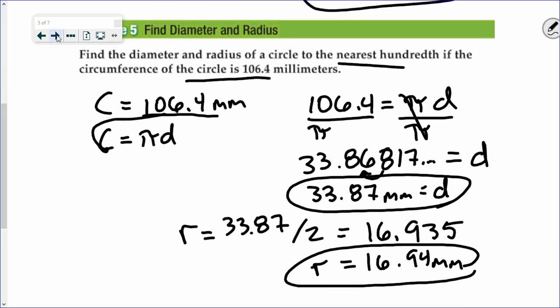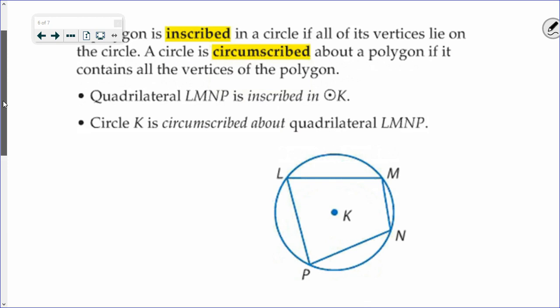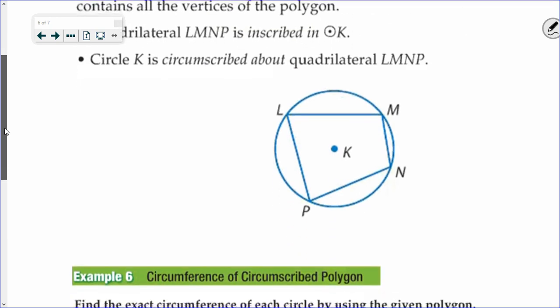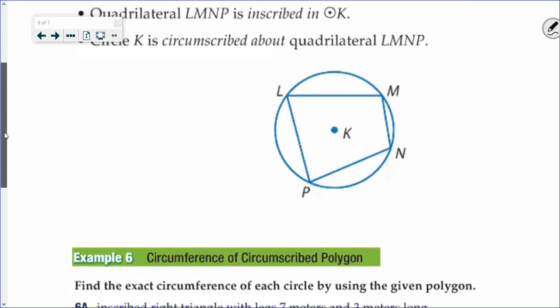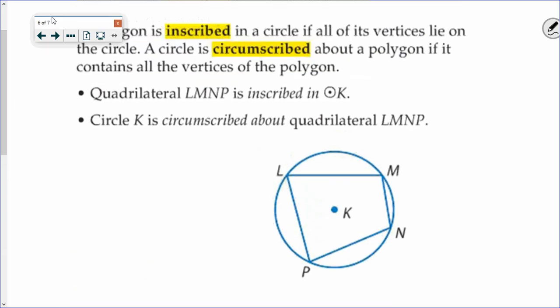Let's continue then. A polygon is inscribed in a circle if all of its vertices lie on the circle. A circle is circumscribed about a polygon if it contains all the vertices of the polygon. Quadrilateral LMNP is inscribed in circle K. Circle K is circumscribed about quadrilateral LMNP. So you can see we've got both of those things going on. The polygon is inscribed because circle K goes around it, and the circle is circumscribed about the polygon.